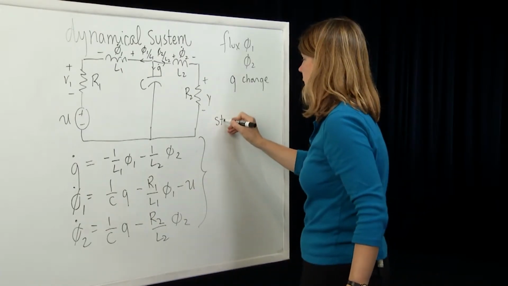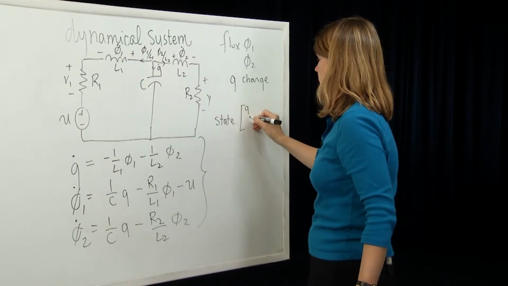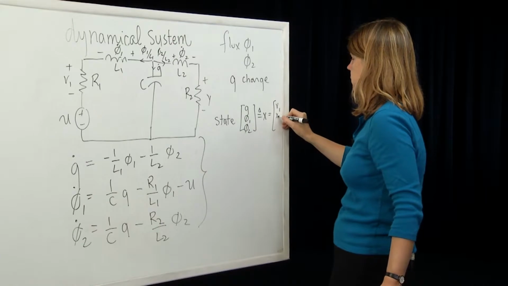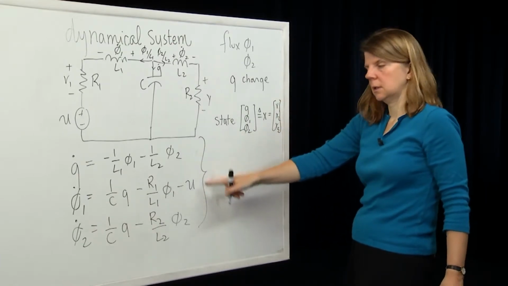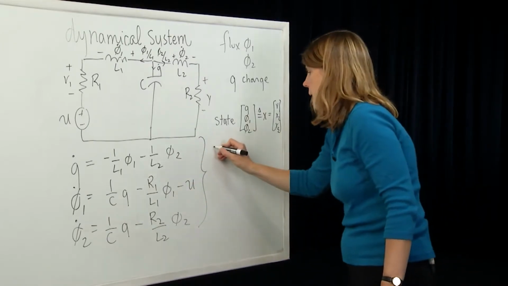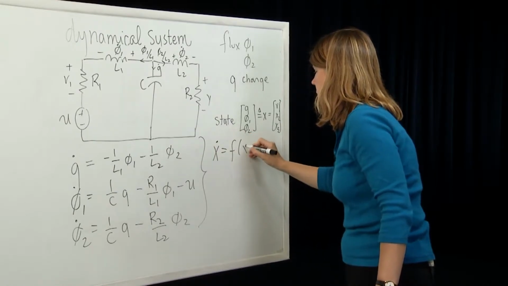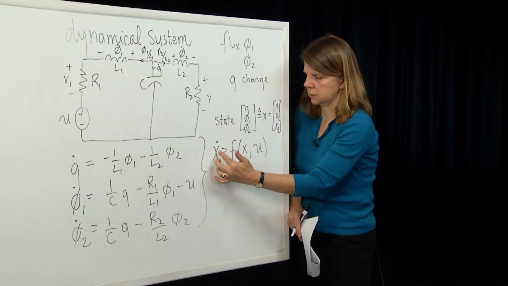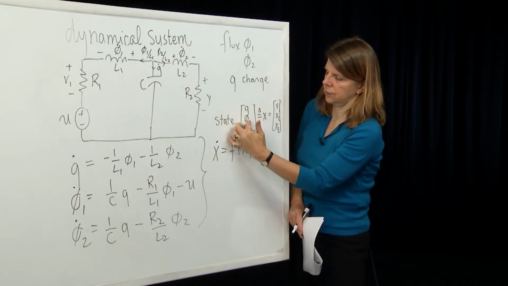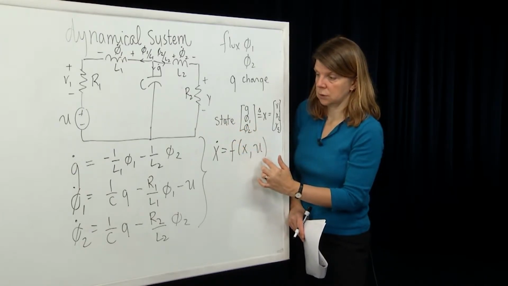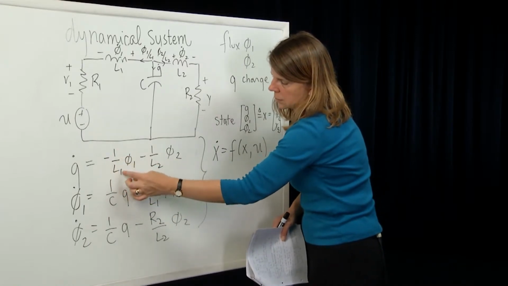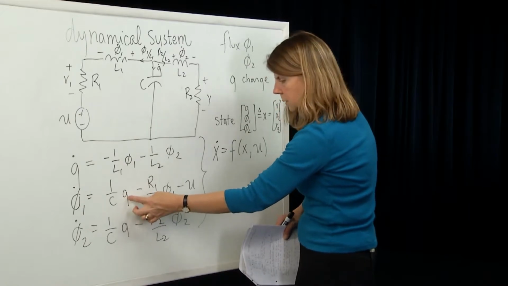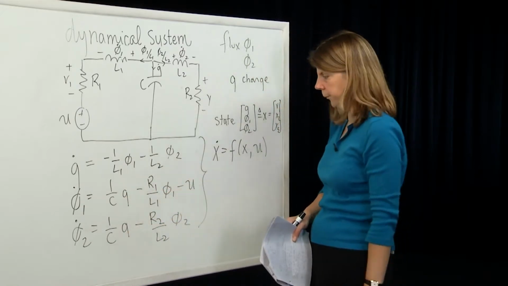So if we define for this example the state to be Q, Phi1, and Phi2, that's my definition of what my state x is, or x1, x2, x3. Then I can rewrite that set of 3 first-order differential equations as a vector-valued differential equation, where on the left-hand side I have the first derivative of the vector x, that is x1 dot, x2 dot, x3 dot, or q1 dot, phi1 dot, phi2 dot. And on the right-hand side, I have a vector-valued function where the elements are just minus 1 over L1 x2 minus 1 over L2 x3, and so on, functions of x1, x2, x3 and u. So it fits into this form here.